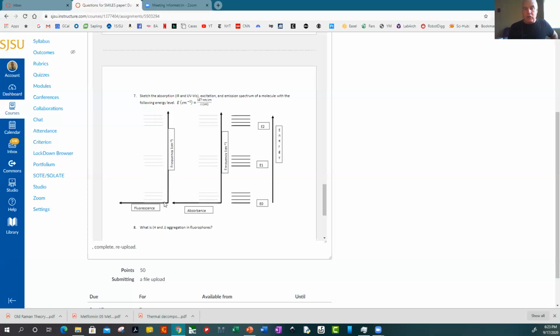Right? And when you do excitation, you plot versus the excitation energy, or the excitation wavelength.